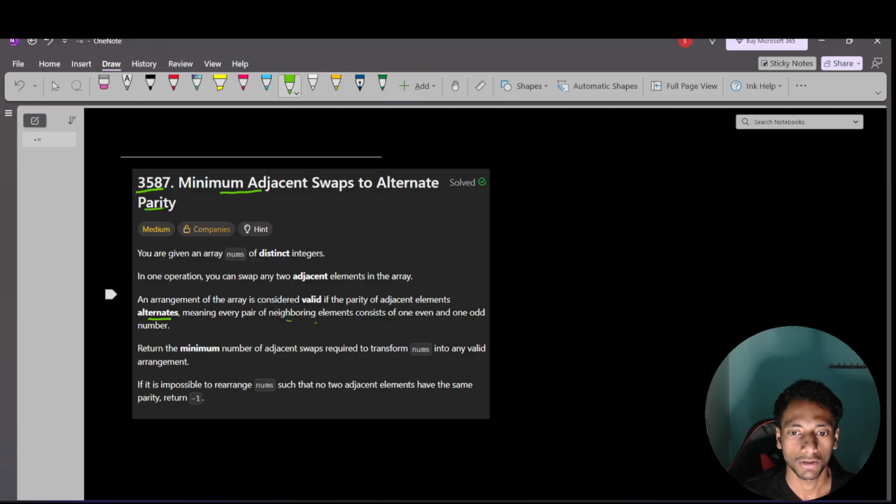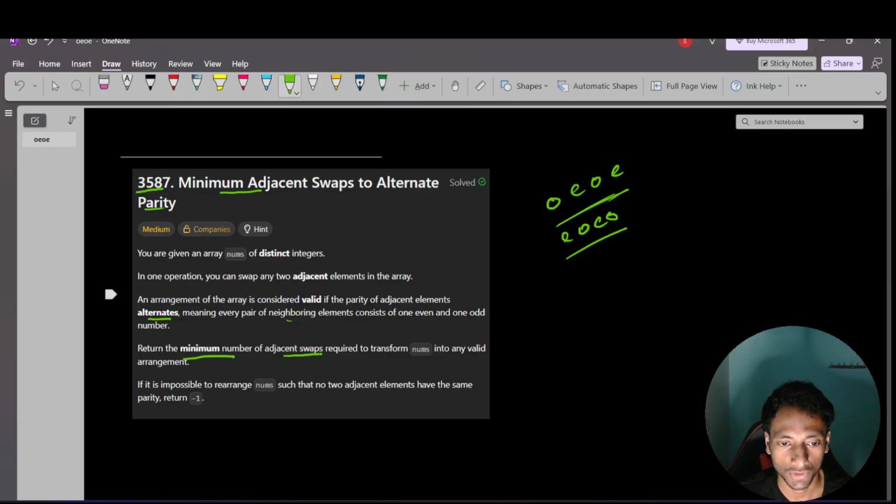That means alternate: first odd, even, odd, even. It is also possible to have even, odd, even, odd. This is the alternate parity. Got it? So we have to find the minimum number of adjacent swaps required to transform nums into any valid arrangement, that is, into an alternate parity arrangement of the input array. And if it is not possible to rearrange nums, then we have to return -1.